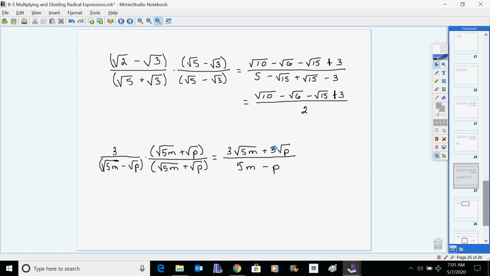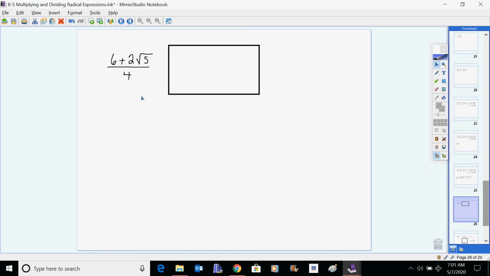This I distributed to both of these. Nothing can cancel out. This one's tempting, but it's part of a sum, and also the square root of p is different than just a p. Same here with the 5m. It looks tempting, but it's really not the same number at all. And you have a sum, so you can't just take a part of a sum and cancel it out. So this is your simplified form on that one.